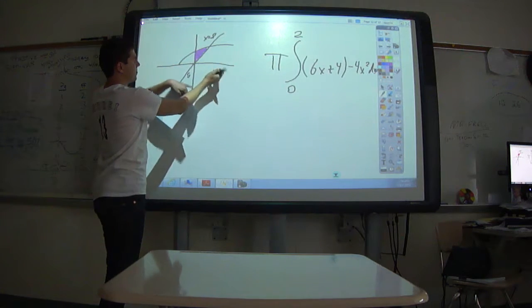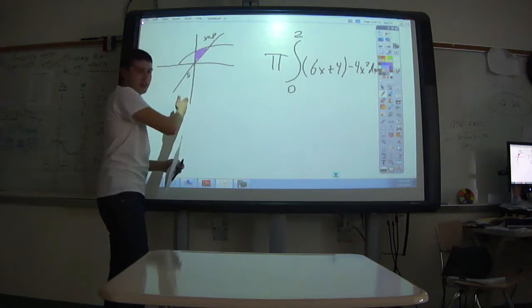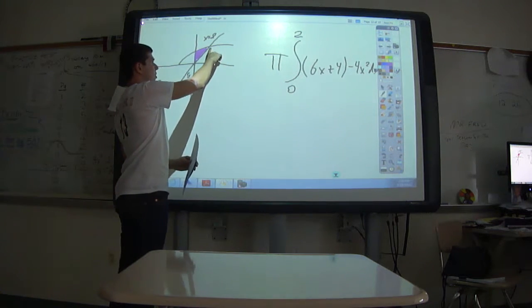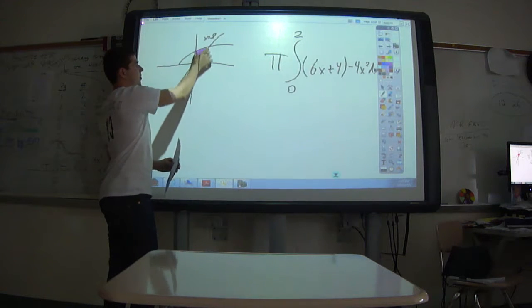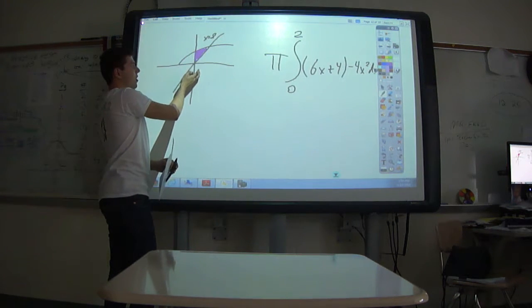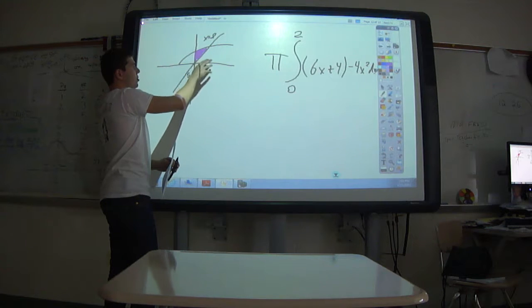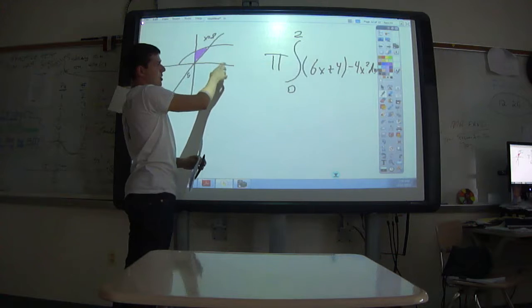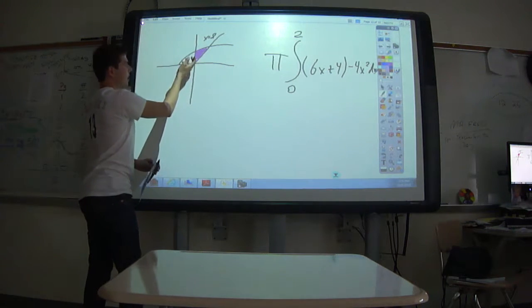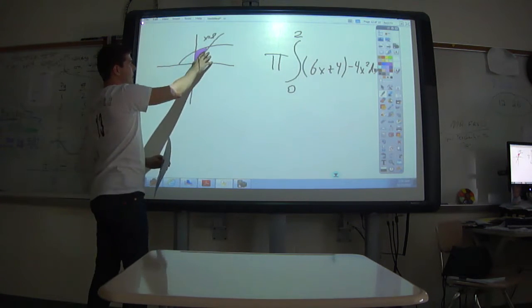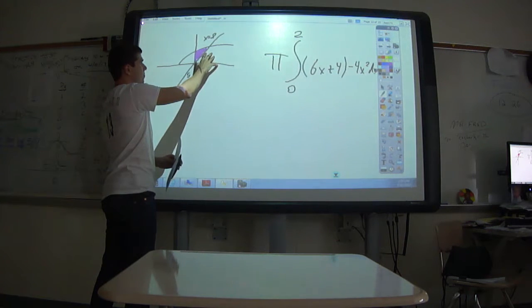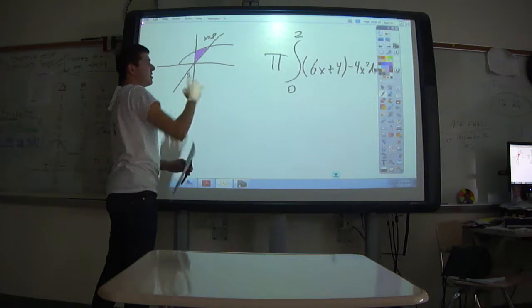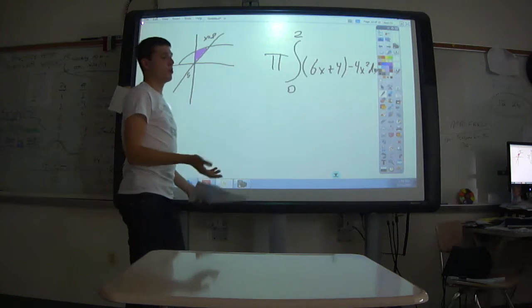around the x-axis. Because we have the y-axis as one of our constraints, we're only revolving this part right here, this little bit. So when we're revolving this around, you're revolving the equation, the square root of 6x plus 4, first, and then we subtract that from the revolution of this 2x, because this 2x is making that hole.